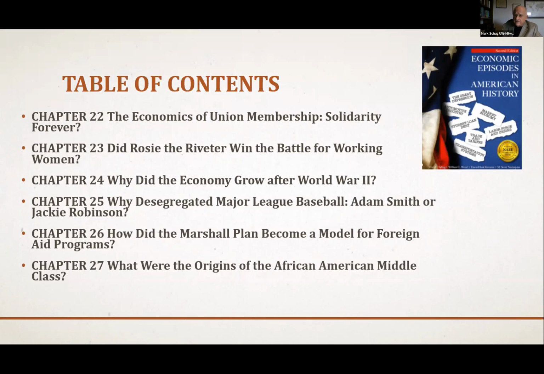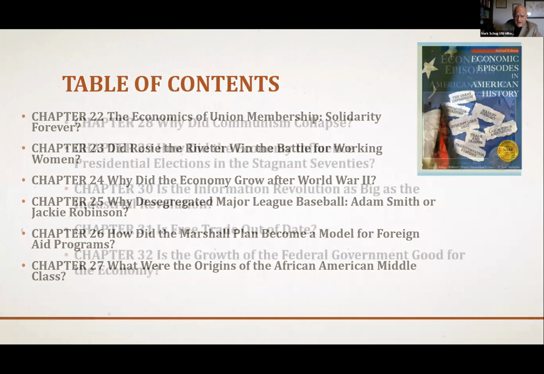What were the origins of the African-American middle class? There was an African-American middle class way before the Civil Rights Movement. How did that happen? What did African-Americans do after slavery? How did they wind up? There's still a big gap in net worth between African-Americans today and whites, but progress has been made. What happened there? Where did the African-American middle class come from?